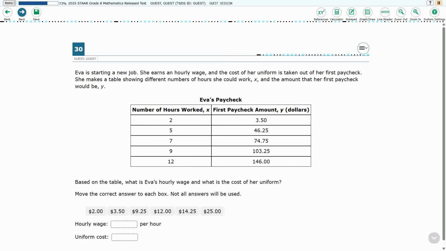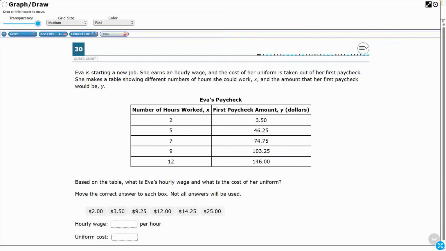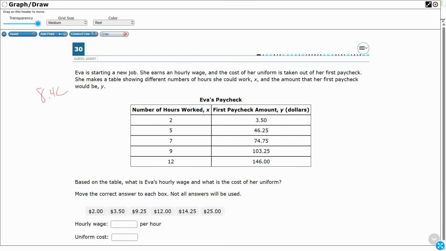Next, number 30, we're looking at 8.4c. This is slope and y-intercept. And so we have Eve starting a job, and we have an hourly wage. We have a cost of her uniform taken out of her first paycheck. That's kind of standard practice, but this is going to be constant.